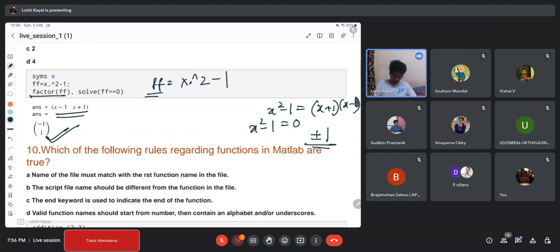So these are two other commands and their applications.